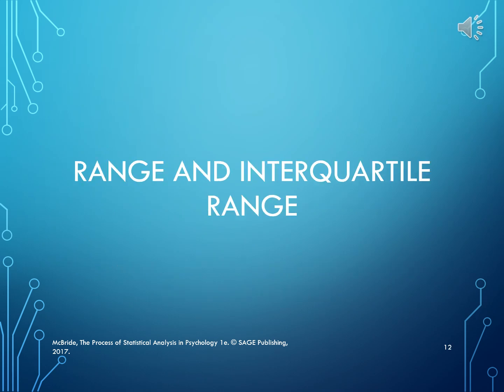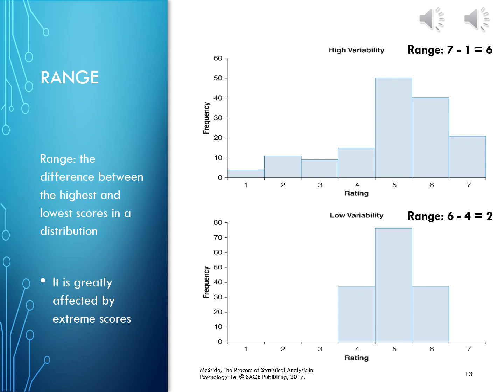Let's start with the range and interquartile range, which are a little bit more similar to each other than standard deviation, which I'll leave for the end. So first up is the range, and it's definitely the easiest measure of variability to calculate, and the simplest. All you do is you take the highest score and you subtract the lowest score from it.